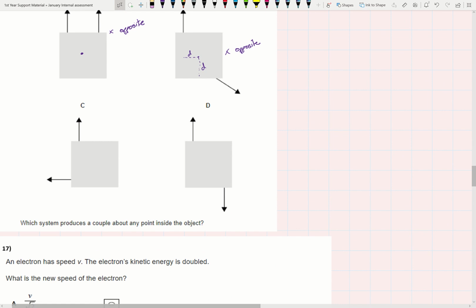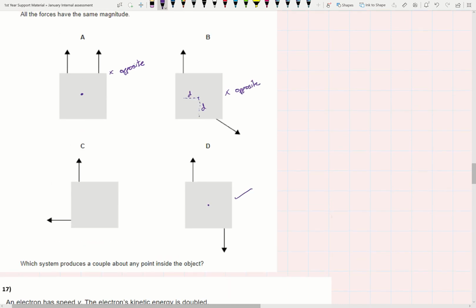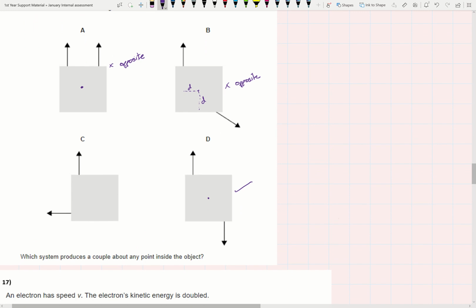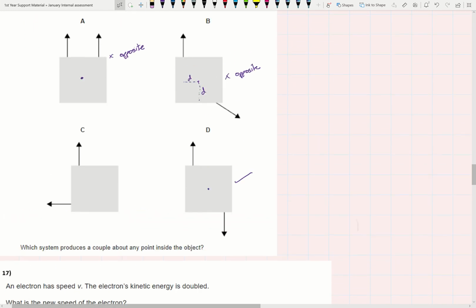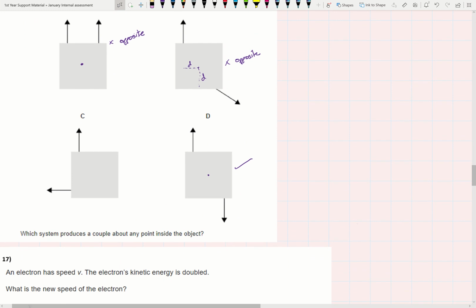So the one that's equal and opposite is going to be D on that one. The forces have to be equal and opposite. Not just the moment, the forces.